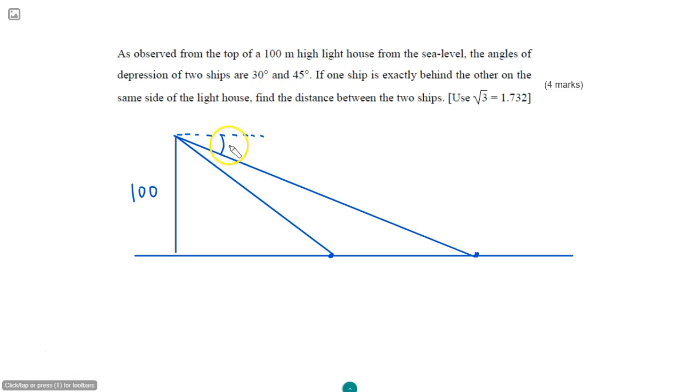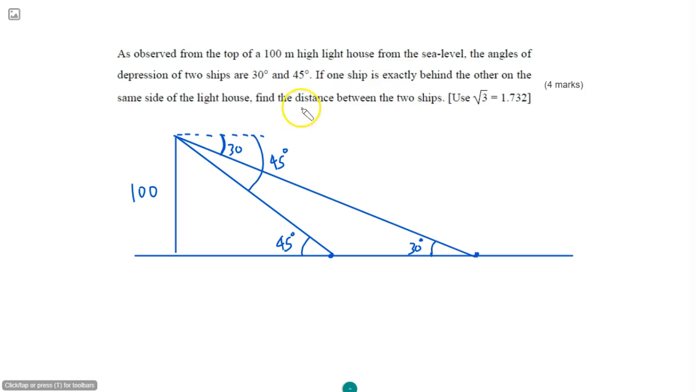So this has to be 30 and this has to be 45 and not the other way around, right? Because the smaller angle is this first one. So that's 30 and the other angle of depression is 45. So that means this is 30 and this one is 45, right? It's important to mark the angles correctly.